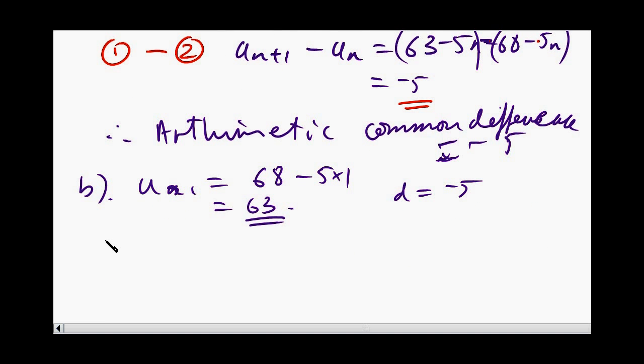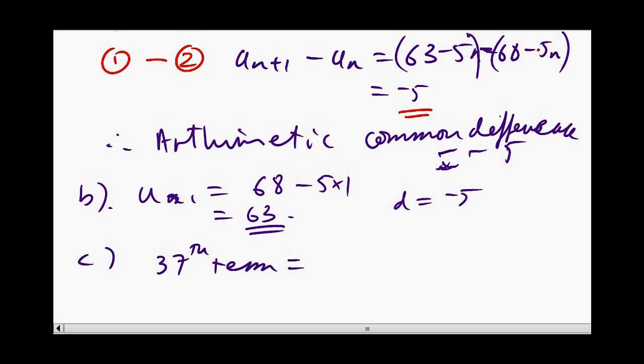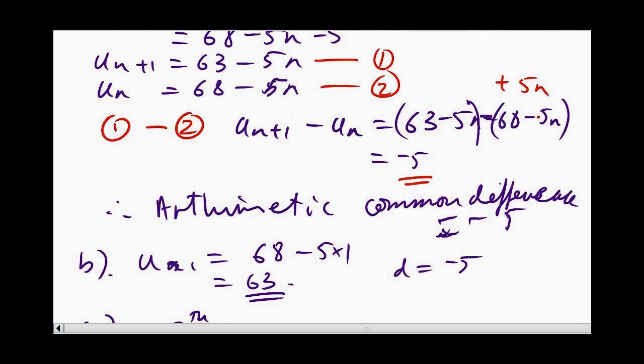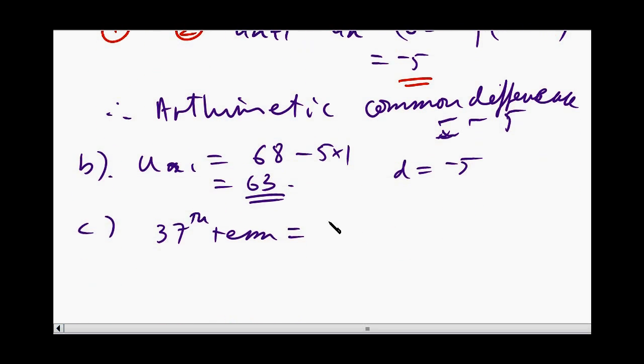Next we're asked to find the 37th term. Now there's lots of ways you can do this, but we may as well use the formula they've given us. Yep, un equals 68 minus 5n. So you get 68 minus 5 times 37. If you're doing a non-calculator paper, 5 times 30 is 150, 5 times 7 is 35. So you get 68 minus 150 plus 35, which is 185.